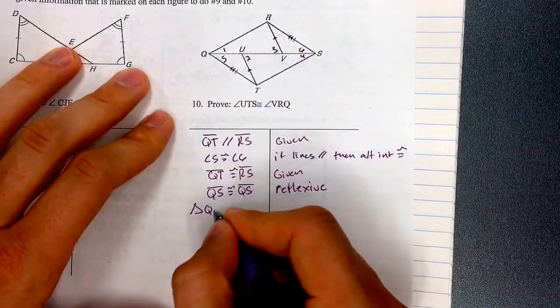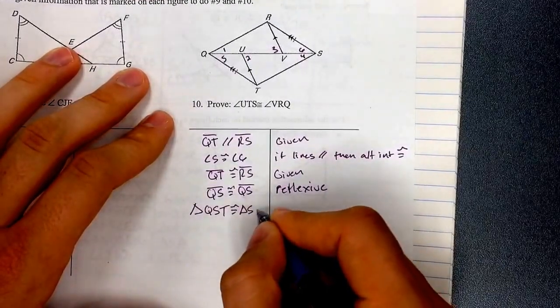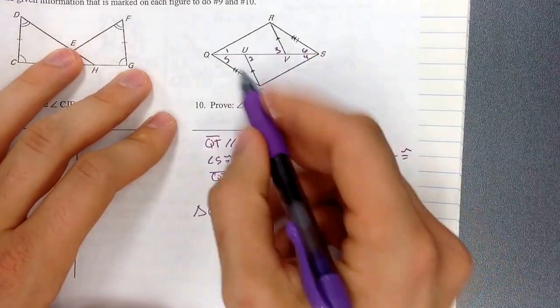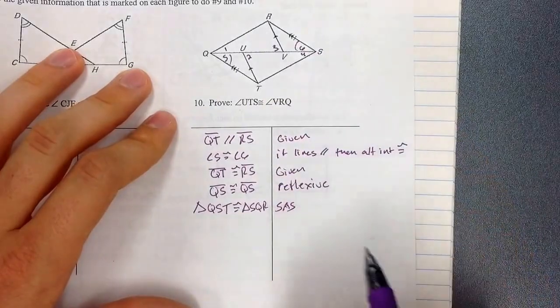So triangle QST is going to be congruent to triangle SQR. And that's going to be side, angle, side. Shared side, I've got my alternate interiors that I made congruent, and then the given side on the other spot.